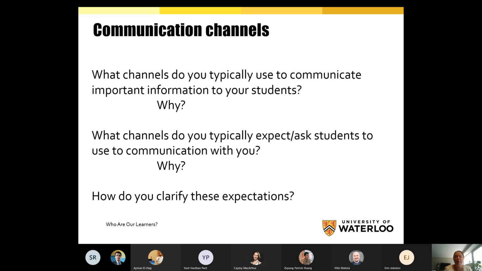Like, what are the thoughts behind that? And how do you clarify these two expectations? These are important questions to pose.